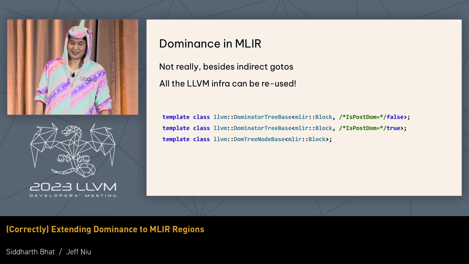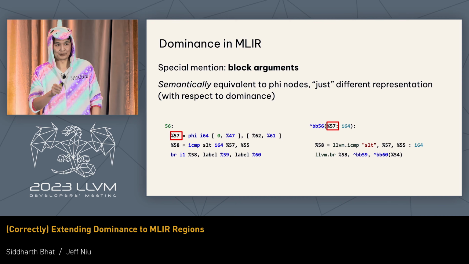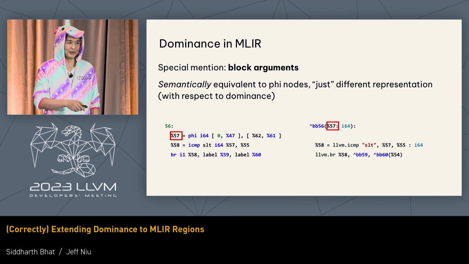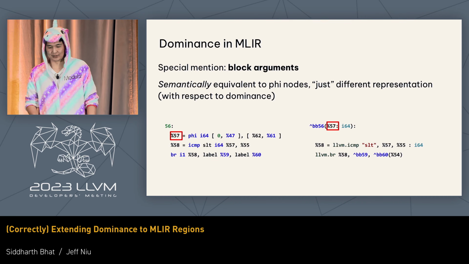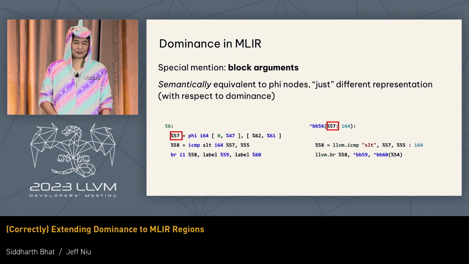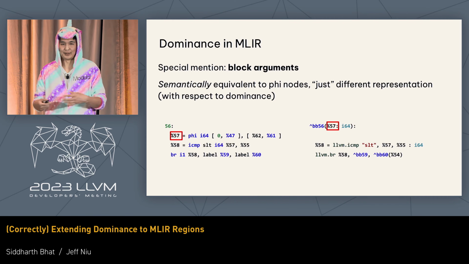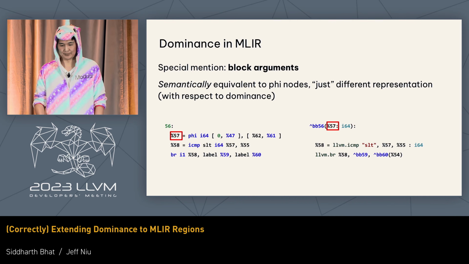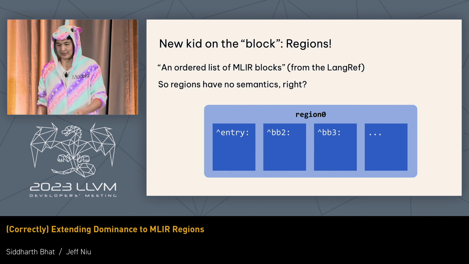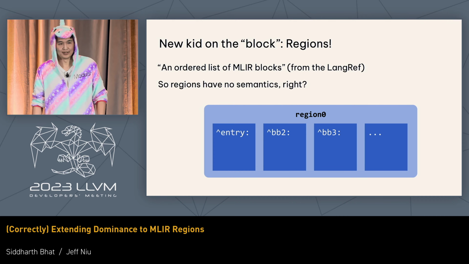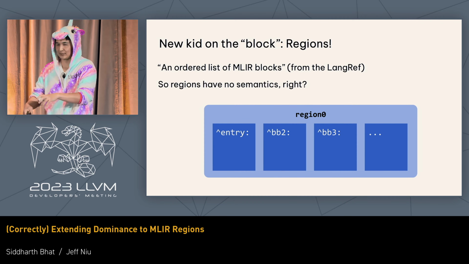It's code reuse. Special mention is actually block arguments. So block arguments are a pretty significant representational difference between LLVM phi nodes and MLIR. And I think that's a very interesting discussion on its own. It was something that's been debated in the community as well. But from the perspective of dominance, it's really just semantically equivalent to phi nodes. It doesn't change anything. MLIR has this cool new thing called regions, and that pun is intended, by the way. The MLIR LangRef says that a region is an ordered list of MLIR blocks.